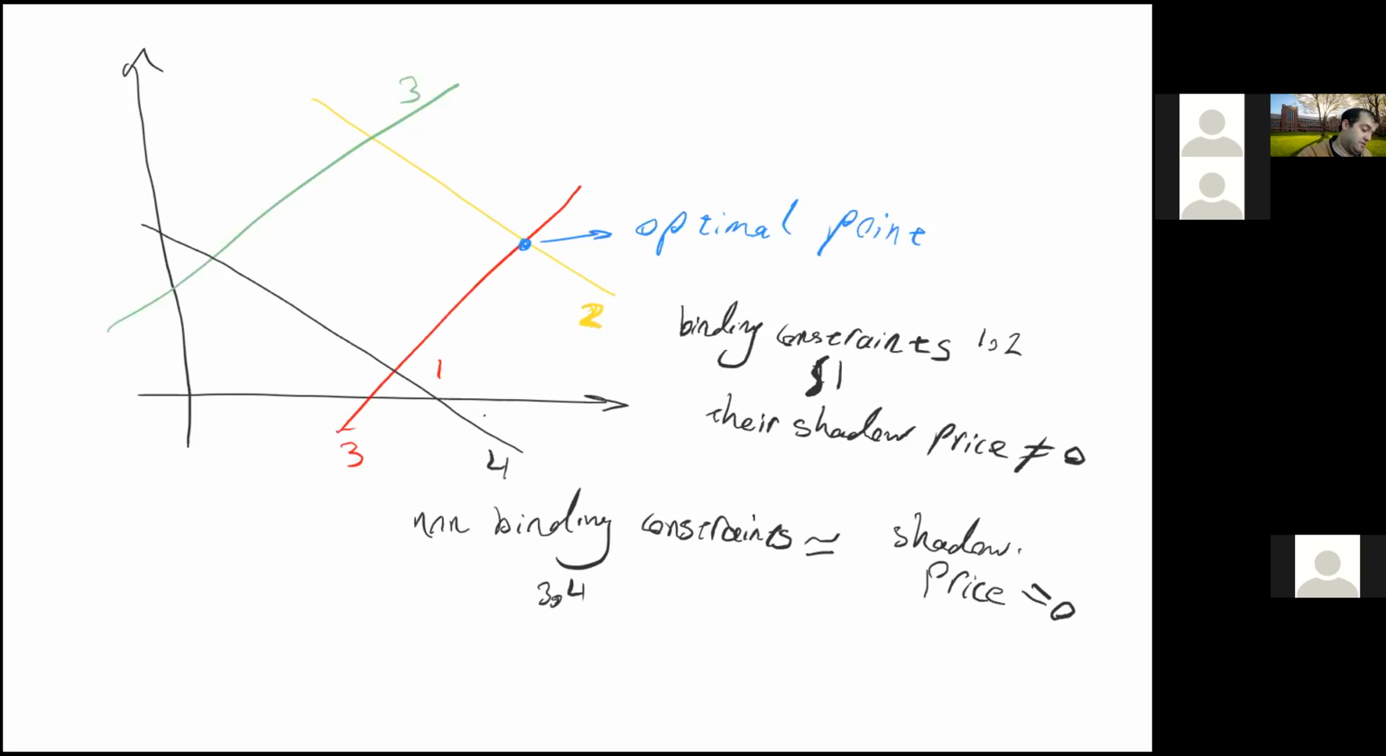Okay, I think there is a typo here, so let me fix it. So 1 and 2 are my binding constraints. 3 and 4 are not binding. I thought I had erased it, but no, I didn't.